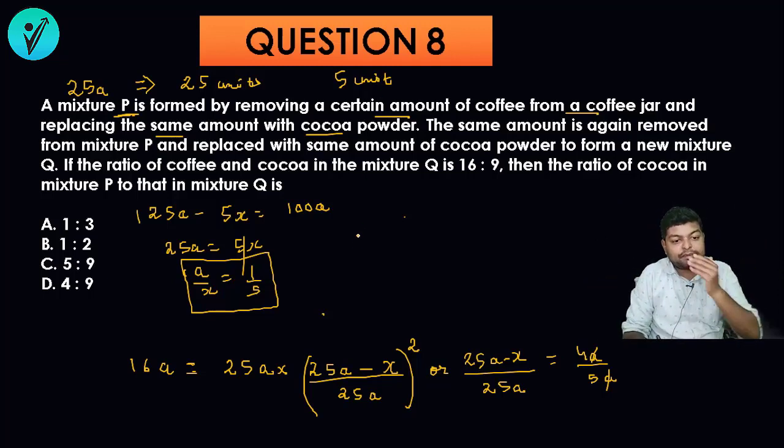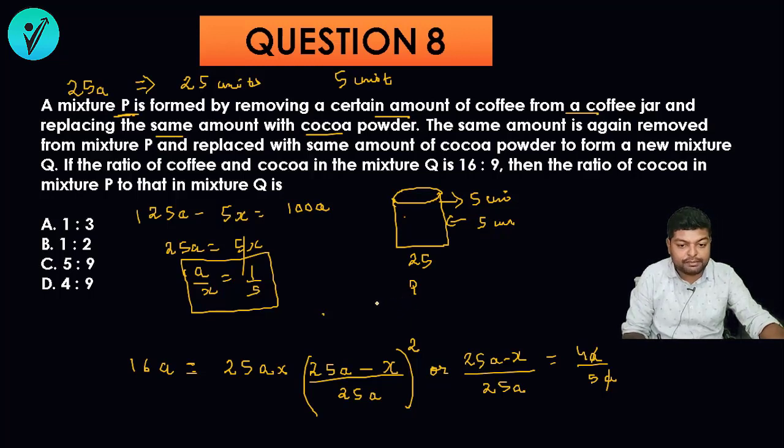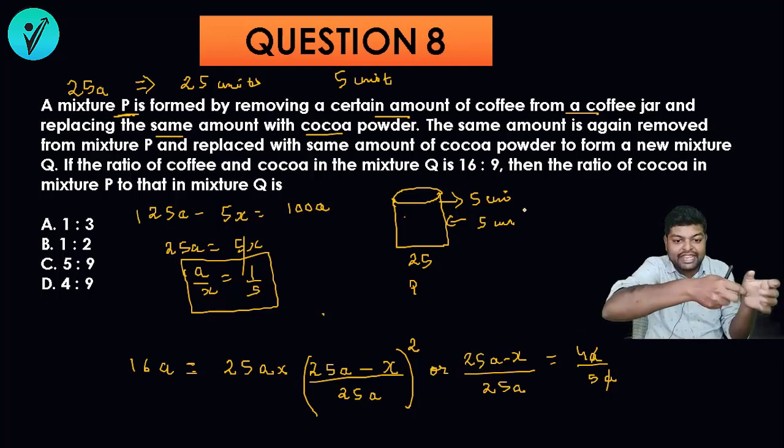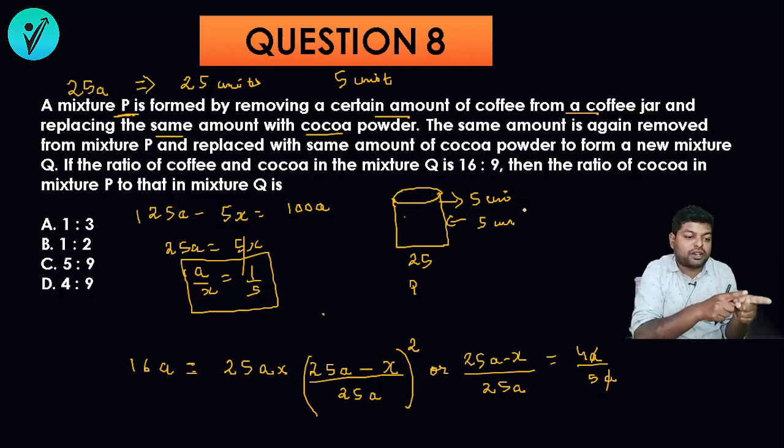So if I have to make mixture P, okay, what did I do? Initially we are having 25 units of it. We are taking out 5 units, okay, and we are replacing it with 5 units of cocoa powder. So this will give you mixture P. So in mixture P, how much will be the cocoa powder? We have taken out 5 units of coffee, and whatever coffee we have taken out, same amount of cocoa powder we are adding. It means that in mixture P, we should have 5 units of it.